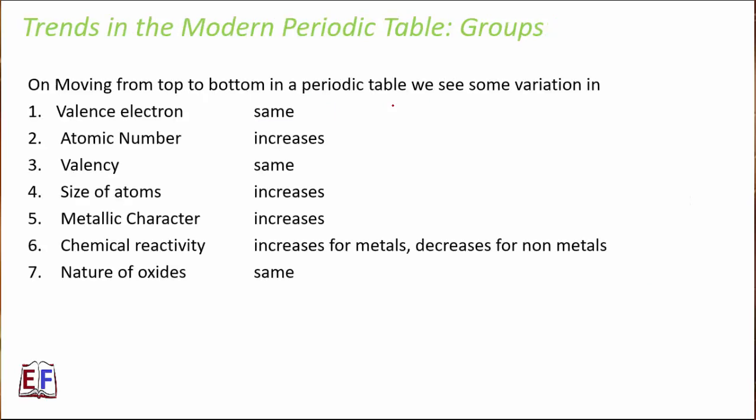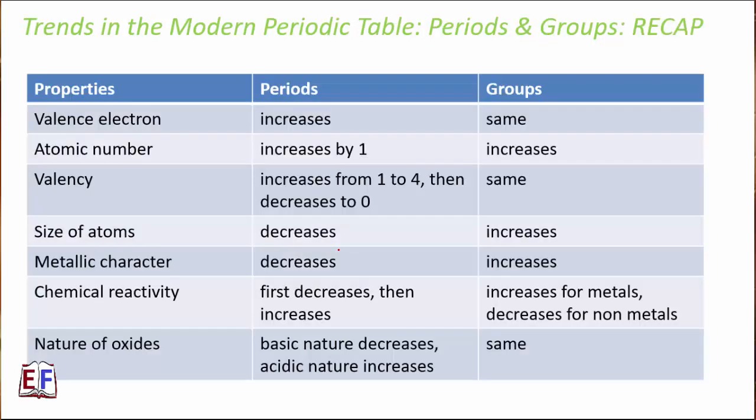So overall, the trends that we observe down the group are somewhat like this. Valence electrons same, atomic number increases, valency same, size of atoms increases, metallic character increases, chemical reactivity increases for metals, decreases for non-metals, nature of oxides is the same. This is a quick comparison of the trends for the same properties that we noticed in a period versus what we noticed in a group. So this change, whenever we talk about a group, it is from top to bottom.